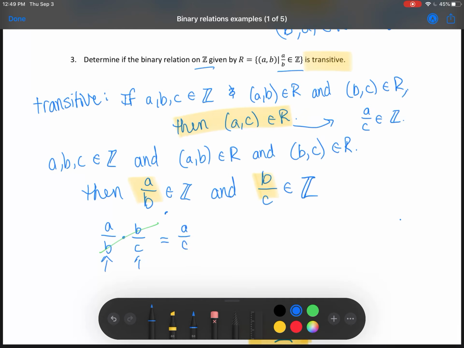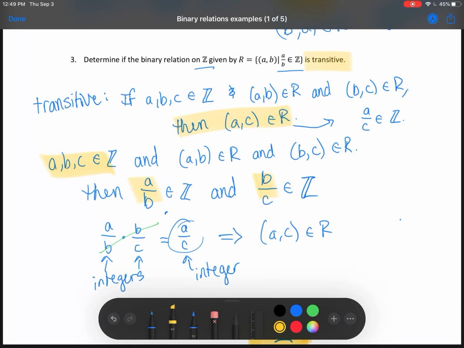So keep in mind that these two are both integers. And again, when we multiply two integers together, we're going to get another something that is an integer. So if A divided by C is an integer, what does that mean? That means that the ordered pair A comma C is an element of our relation. Okay, that's a lot. So remember, we're assuming that we had three integers where A and B were in the relation and B and C were in the relation, and we were able to show that that implies that A comma C is in the relation, and thus we can say that R is transitive.